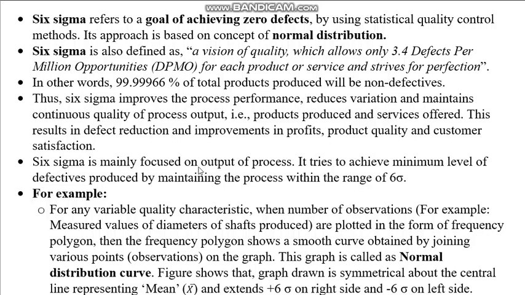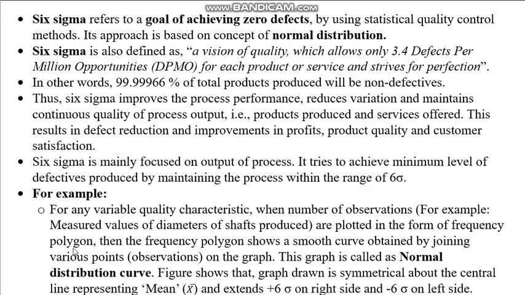Then Six Sigma is mainly focused on the output of the process. It tries to achieve a minimum level of defectives produced by maintaining the process within the range of Six Sigma, plus or minus Six Sigma. Plus or minus we are saying because the mean, X bar, is in the middle, on the left hand side minus sigma, on the right hand side plus sigma.